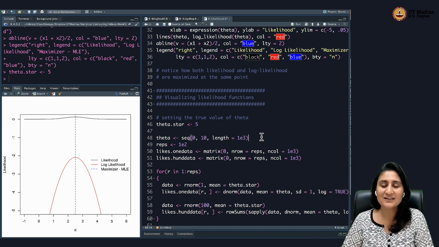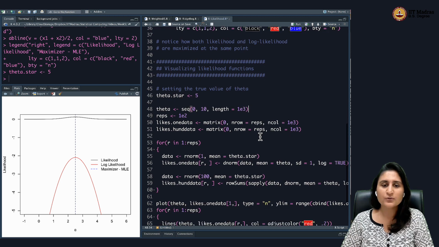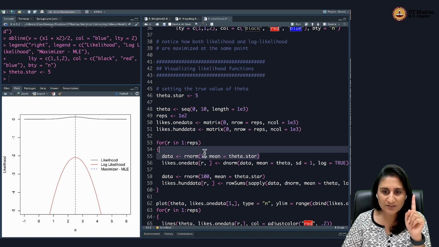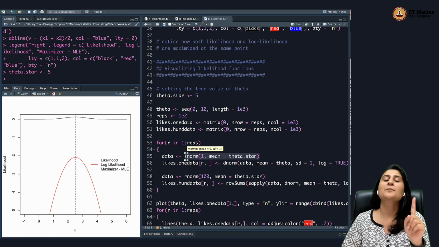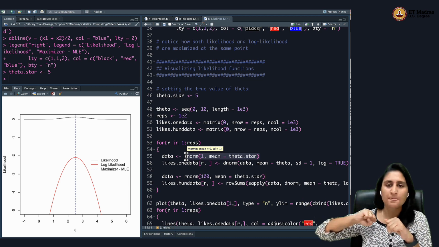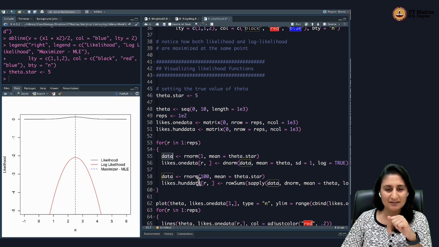Now I'm going to set a grid of values of theta, 0 to 10, with 100 values. And what I'm going to do is the following. For 100 times, I'm going to draw one data point. There are going to be two different simulations I do. I'm going to draw one data point from a normal distribution with parameter theta star. So I'm going to mimic what we do in the real world when we go and get data. And that's going to be in my data.